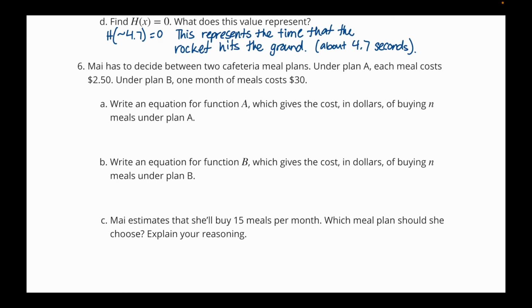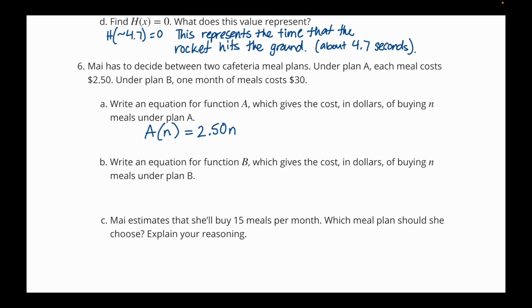So if they gave us a cost per meal, that implies that we're going to multiply. So I would say A, as my function name, of n number of meals is equal to $2.50 multiplied by every number of meals. That would be my equation here. Now you don't need to include the 0 on it, so you could say 2.5n, but when we're talking about money, I like to include all of the cents.